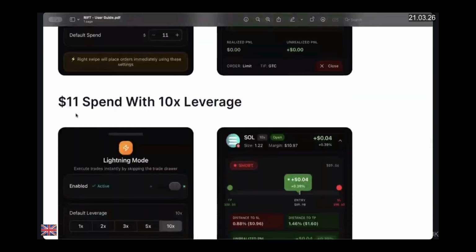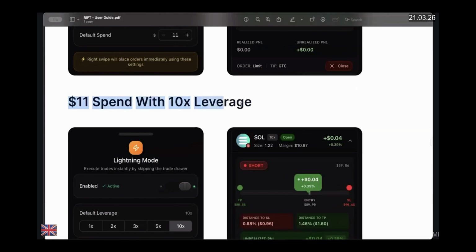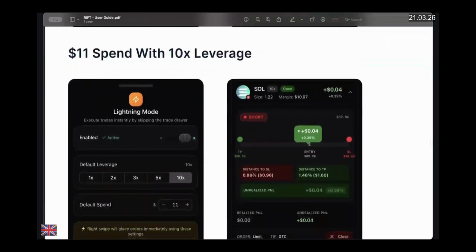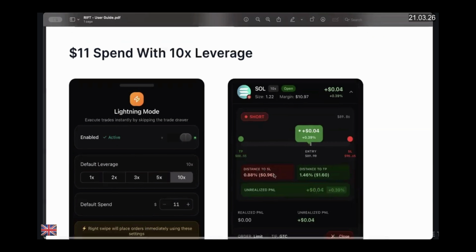So then we come on to $11 spend with 10x leverage. In this, we will see extreme profitability with an extreme level of stop loss at $11. That is giving you around 0.88% of stop loss with 1.46% of profit. That is also a very good ratio in which you as a user, by just doing $11 spend, can potentially make up to $1.60 on this particular trade if it wins.